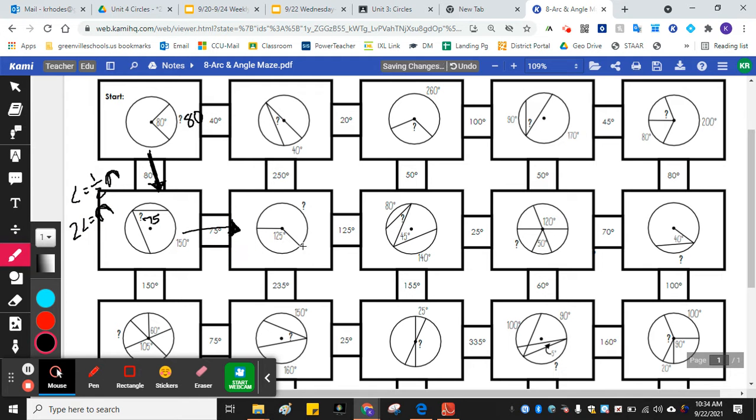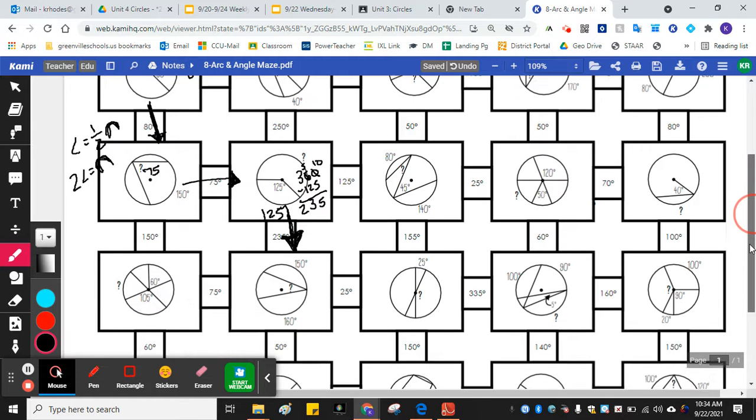Okay. Central angle, because it's starting in the center, 125. Remember, the degrees of the whole circle are 360. So to find out what's left, the last central angle here, you're going to take 360 minus 125. 5 minus 2 is 3. 3 minus 1 is 2. So 235. So we're going to go down.